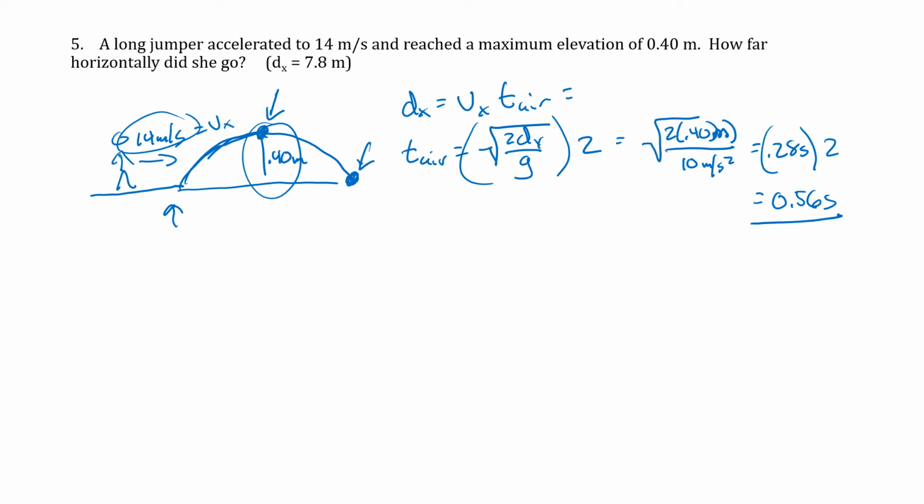And then we go back up here, plug that in: 14 meters per second times 0.56 seconds, and that's going to give us the 7.8 meters for dx. If you kept getting 3.9, it's because you forgot to double the time. You need to double that time because we're dealing with time to go up and time to come back down.